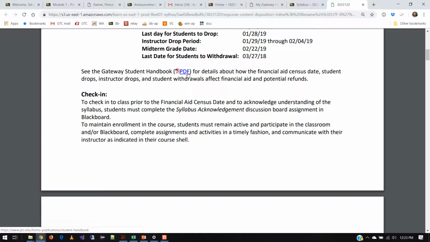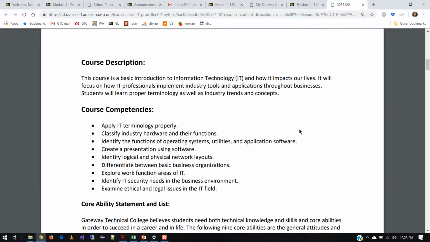All right, let's move on to the course specifics now. So here on the second page, you're going to see a reiteration of the same stuff that was at the top of Unit 0 in the shell. So it tells you what the course is about. It says this course is a basic introduction to information technology and how it impacts our lives. Well, that's pretty broad, right? It's a pretty broad statement. It will focus on how IT professionals implement industry tools and applications throughout businesses. And I'm going to add there, and organizations, right?